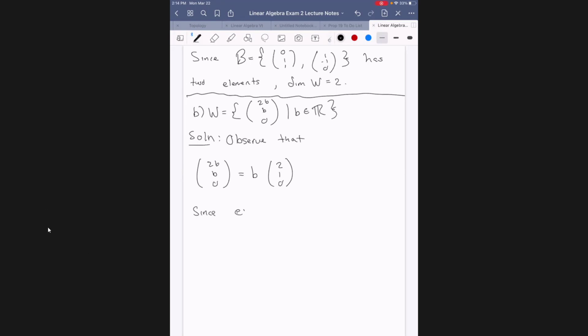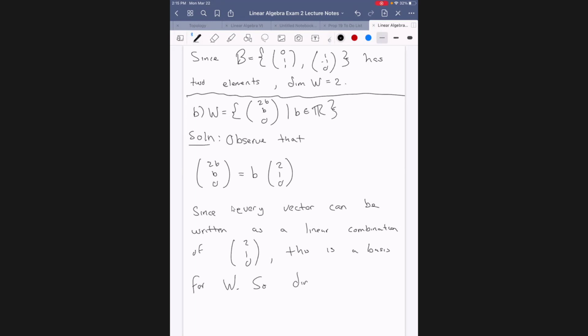Since every vector can be written as a linear combination of (2, 1, 0), this is a basis for W. So the dimension of W in this case is going to equal 1. This was a one-dimensional subspace.